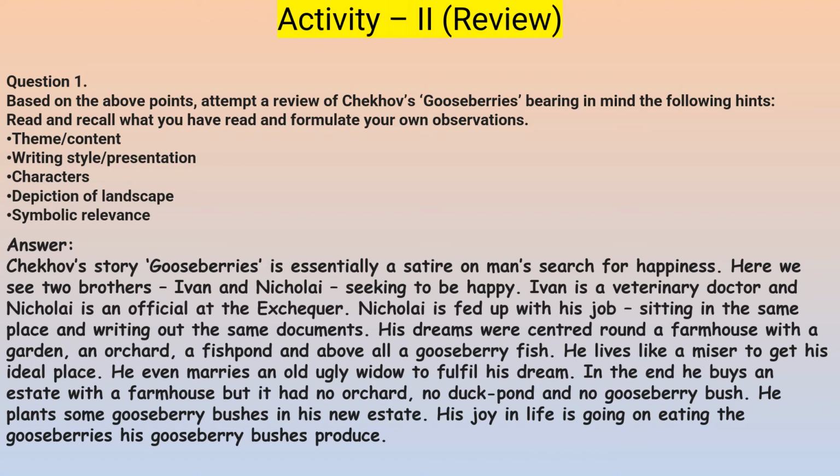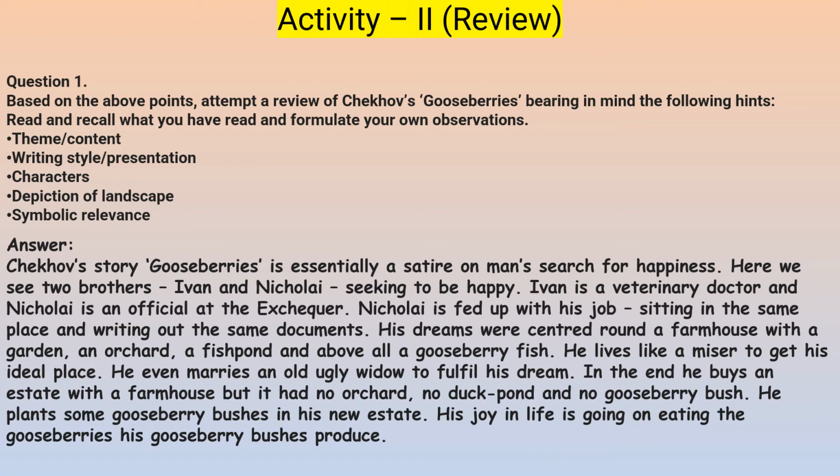documents. His dreams were centered around a farmhouse with a garden and orchard, fruit trees, a fish pond, and above all, a gooseberry garden, and also fishing in the pond. He lives like a miser to get his ideal place, a farmhouse, an estate. He even marries an old ugly widow to fulfill his dream because that widow was a rich widow.